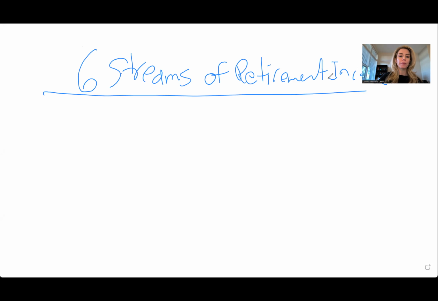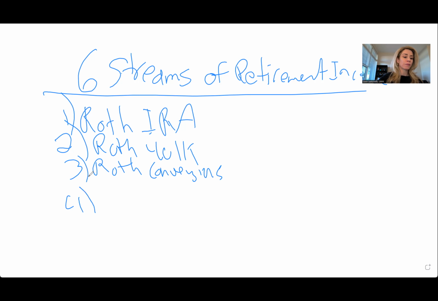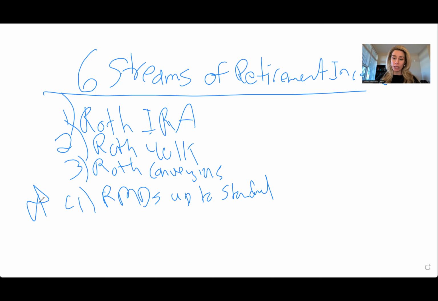So one is the Roth IRA. If you are under the income limits and contribute to this, I recommend you take advantage of that. 2, the Roth 401k. 3, Roth conversions. 4, RMDs up to your standard deduction. That's a great one, because you put money in, it goes in tax-free, grows tax deferred, and if it's under the standard deduction, it'll come out tax-free. So that's what we call triple tax-free.